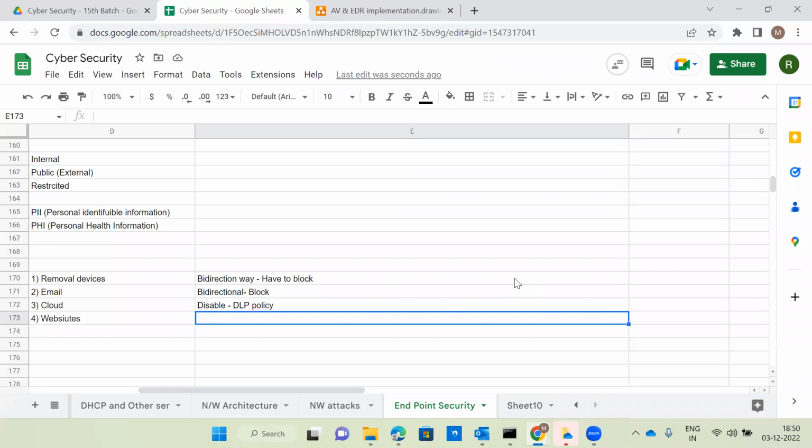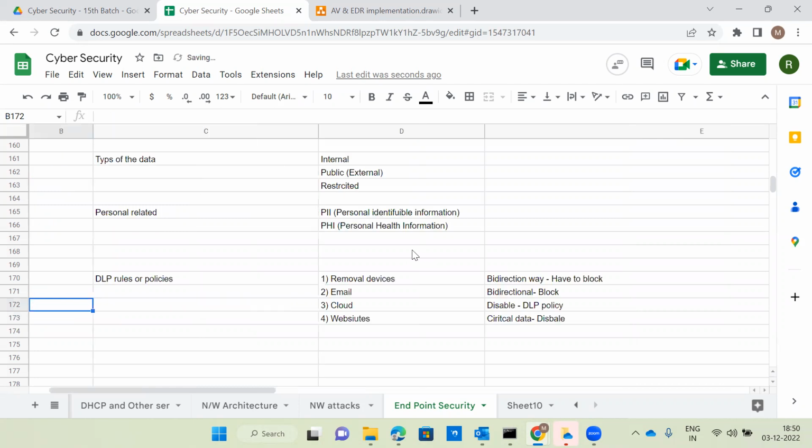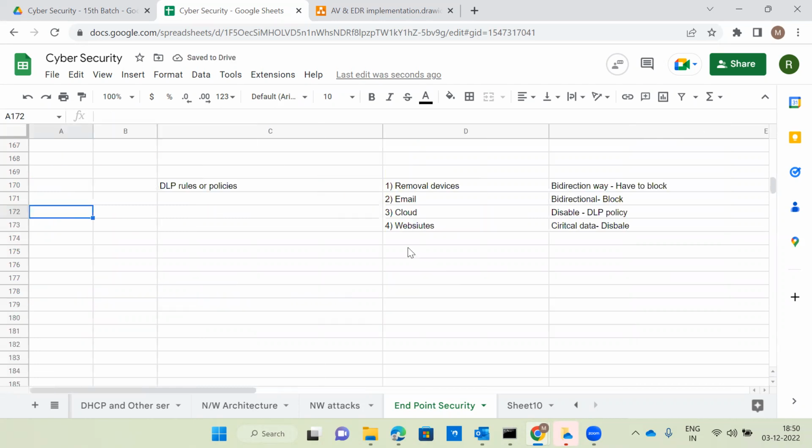So for websites also, whenever we are posting or uploading and downloading, we have to make sure that no sensitive data is being posted. You can go and post generic data, but not company data. You can post your personal data, that's fine, but not organization data. So critical or sensitive data on the website, uploading or downloading, should be disabled or blocked. So these are all the different things. We will also configure a couple of policies related to PII data.